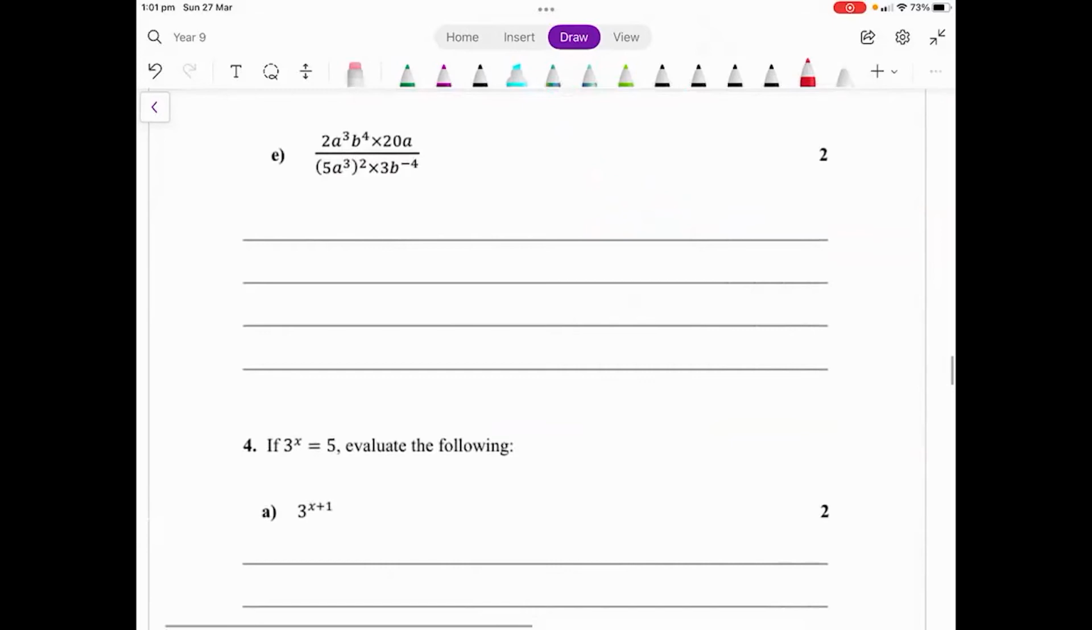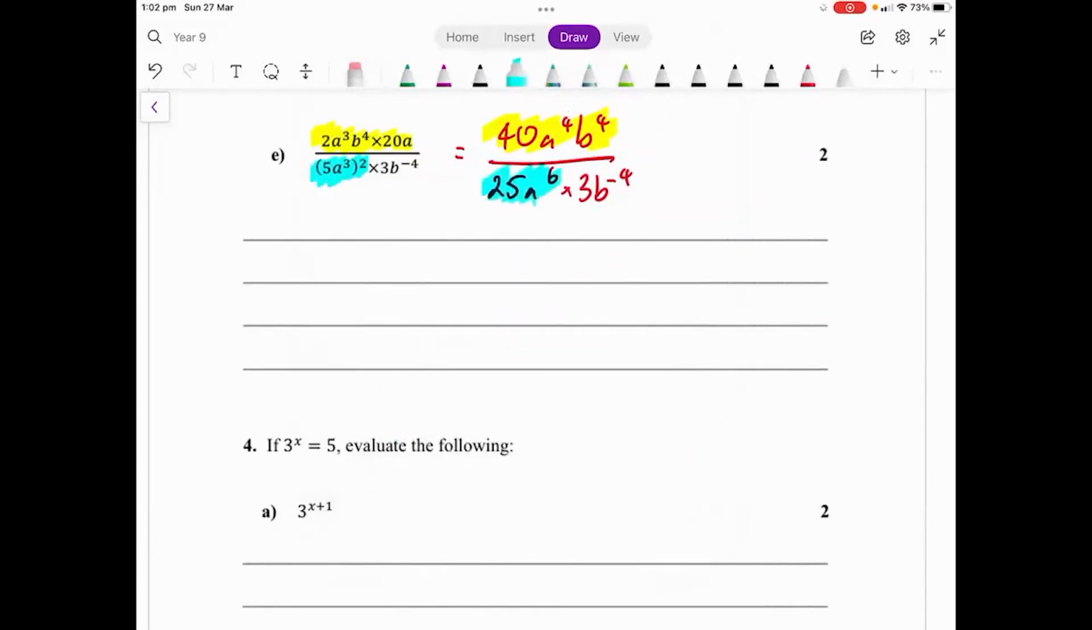Question E, I simplify the numerator first. That gets me 40a to the power of 4, b to the power of 4. Then I expand the brackets on the denominator. 5 squared is 25. 3 times 2 for the powers of a gives me a to the power of 6. I leave 3b to the power of minus 4 alone. Next, I'm going to simplify the denominator. So I do 25 times 3, that's 75. I leave everything else alone.